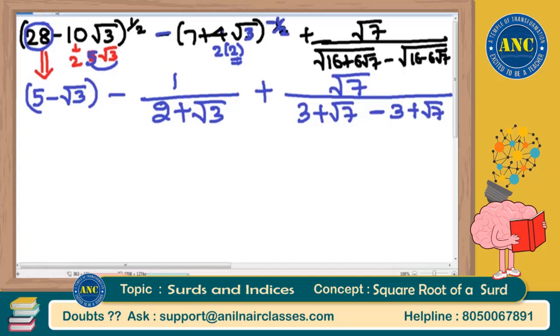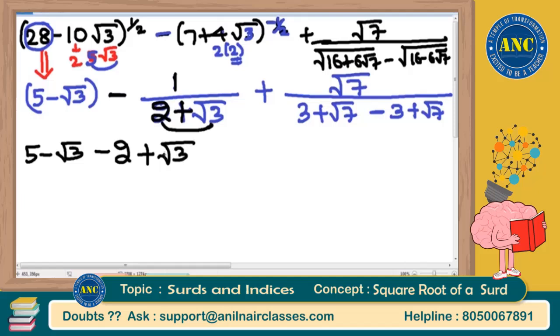First term remains the same as 5 minus root 3. Don't rationalize and waste your time. 2 and root 3. 2 is nothing but root 4. Root 4 and root 3. 4 minus 3 difference is 1. So denominator should be 1. Numerator is 2 minus root 3 with a negative sign. It is minus 2 plus root 3. Right? Minus 2 plus root 3.